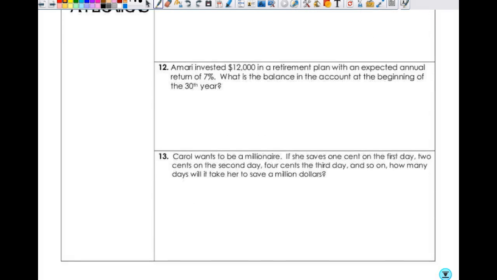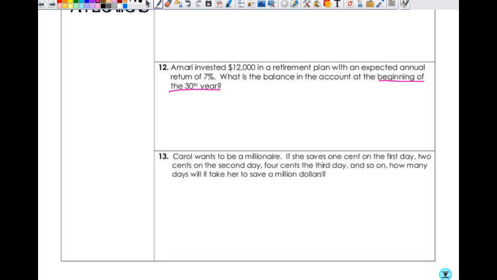It says, Amari invested $12,000 in a retirement plan with an expected annual return of 7%. What is the balance in the account at the beginning of the 30th year? All right, so let's talk about this whole beginning of the 30th year. On the day you are born, are you 1? You're 0. You're not 1 until a whole year later, right? However, when you put money in the bank on day 1, that money is starting its journey, right? So at the beginning of the first year, he has $12,000, right?